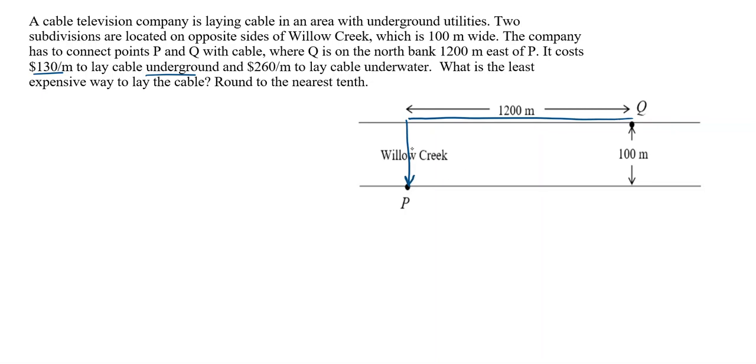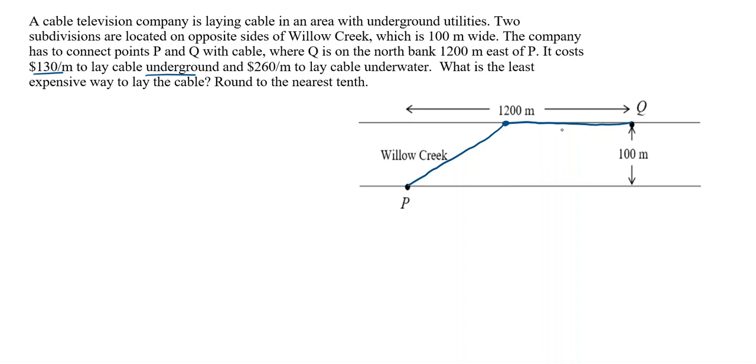The problem is that's a lot more pipe, so that might be more expensive. Another option is that they could go straight across the river from point Q to point P, but that's expensive, $260 per meter. So what we're assuming is that there's some sweet spot where we lay the pipe along the ground, maybe to here, and then turn and come across the river.